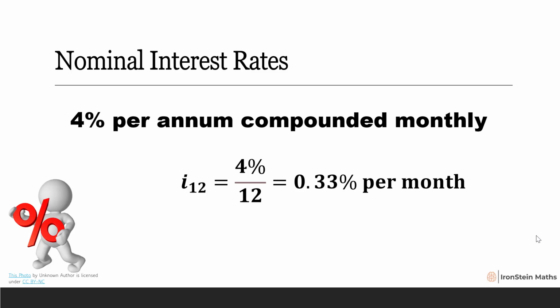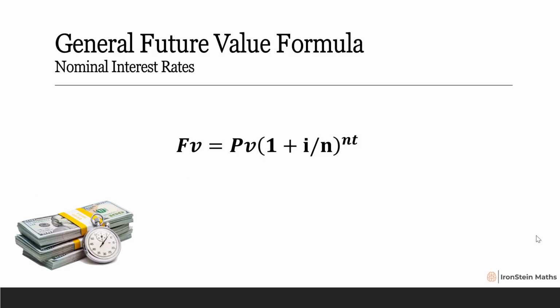This is particularly useful when you are making regular monthly deposits into a bank account and you'd like to, for example, know how much you'll have at the end of the year when making monthly deposits. So the future value formula can now be written as future value equal to the present value multiplied by 1 plus the nominal interest rate divided by the number of times that interest is being compounded per annum, raised to the number of times, n, that the interest is being compounded per annum, multiplied by the number of years. This will become a little clearer when we go through an example.